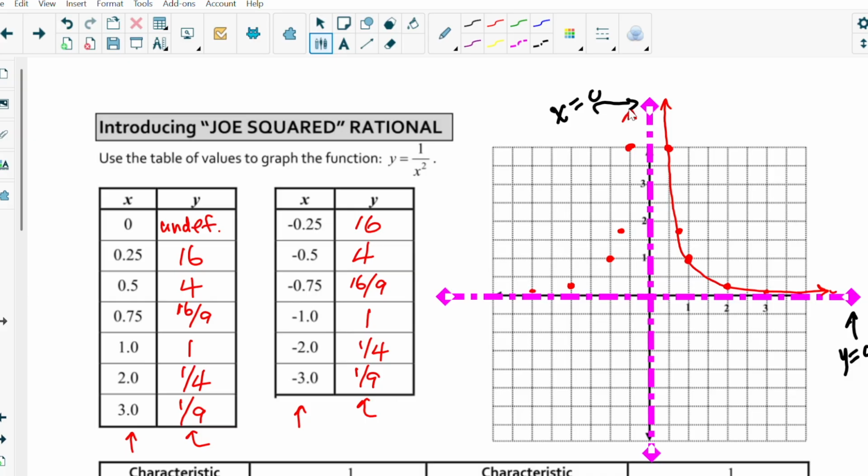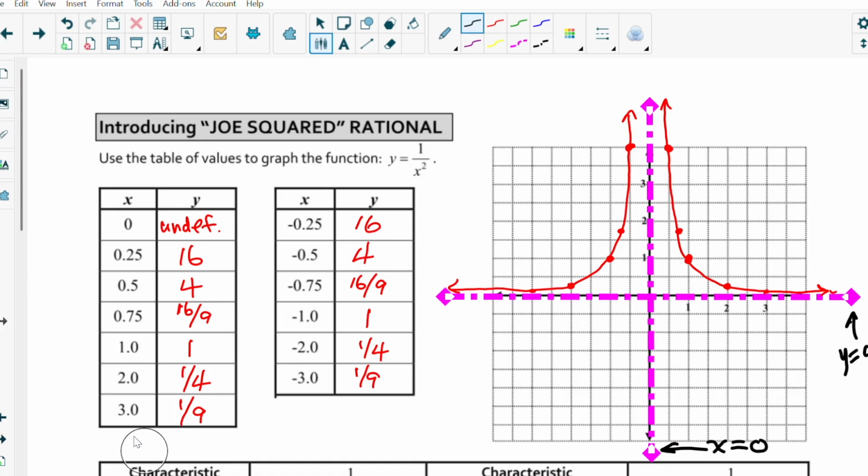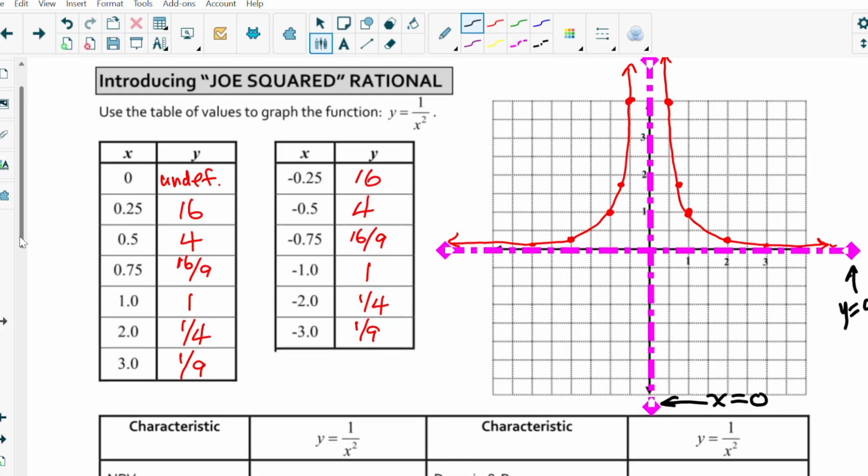Okay, I want to erase this again because I don't want you to think that. Let me put it down here. So that is x equals 0. All right, so there is our rational squared function.